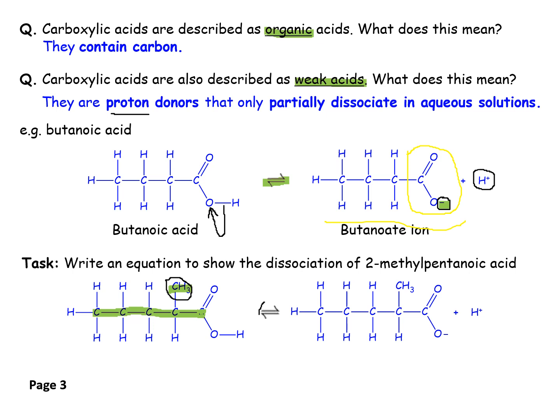So we've used the equilibrium sign to show that partial dissociation, okay, and then on the right hand side you've got the carboxylate ion there, that proton has been released. So instead of it being 2-methyl pentanoic acid, you've now got 2-methyl pentanoate, or the 2-methyl pentanoate ion, okay.